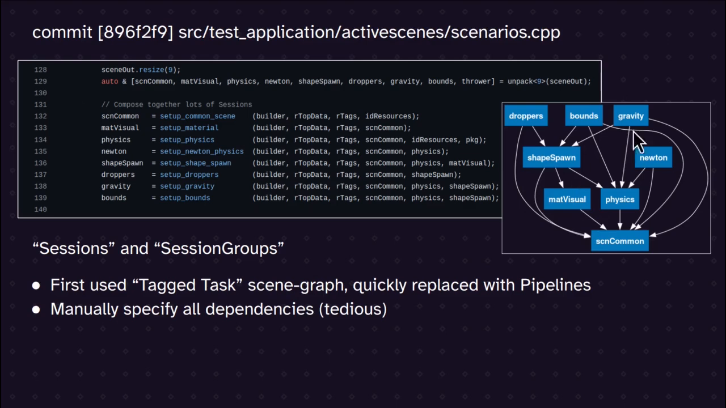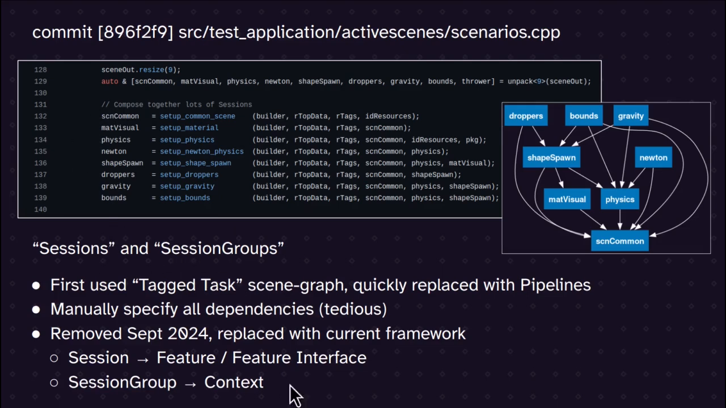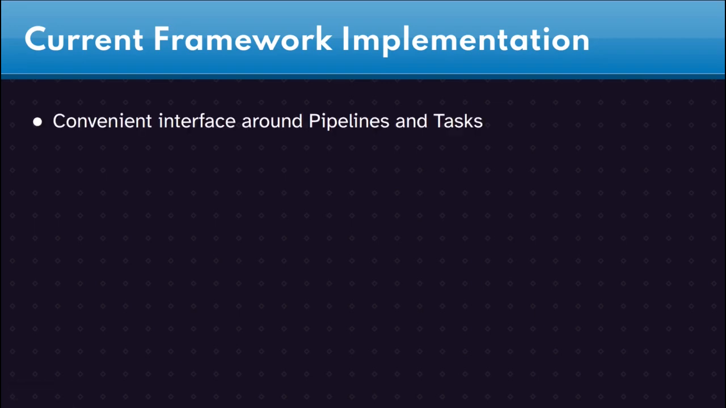Yeah, this mess here is represented with this. If I wanted to modify the dependencies of one of these features, I would have to modify it in every place that this feature is used. I'd have to modify the header, I'd have to modify the source, and call a bunch of macros and things to make it work. So this was actually incredibly tedious, albeit it was a fairly correct structure. It was horrendously tedious. And it was removed in September of 2024, which is just last month, and replaced with the current framework system. The thing here called sessions was replaced with something called features and feature interfaces. And whatever was called session groups became context, which is the same one I skimmed over. So yeah, moving on, the current framework implementation is pretty much just a convenient interface around pipelines and tasks.